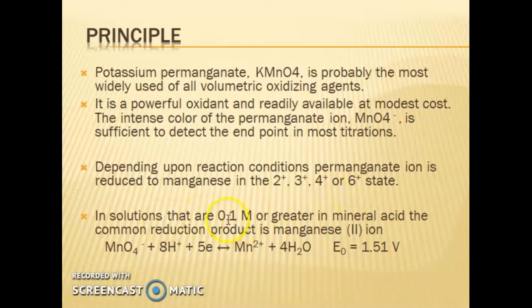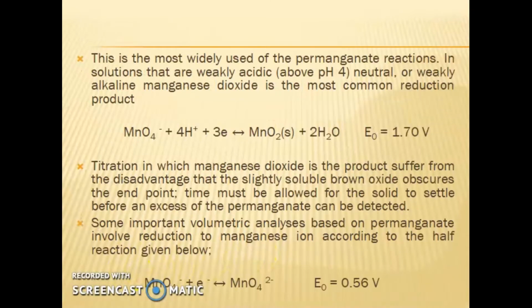In solutions that are 0.1 molar or greater in mineral acid, the common reduction product is the manganese(II) ion. You can see the reaction when that manganese ion formation takes place. This is the most widely used of the permanganate reactions. In solutions that are weakly acidic, above pH 4, that is neutral or weakly alkaline, manganese dioxide is the most common reduction product. You can see over here that manganese dioxide forms as a solid precipitate.